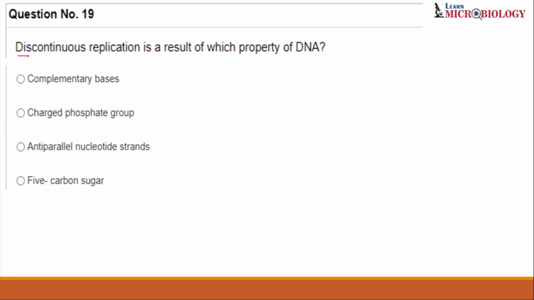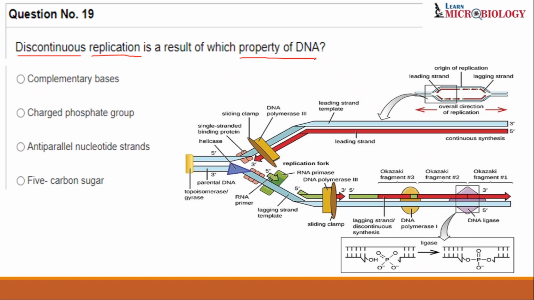Question number 19. Discontinuous replication is a result of which property of DNA? We have learned from our lower classes that DNA replication is discontinuous. DNA has 2 strands and both the strands get replicated in different forms. One is our leading strand which gets replicated as a single unit, but the lagging strand replicates in pieces which are called Okazaki fragments. I hope this is what you all know.